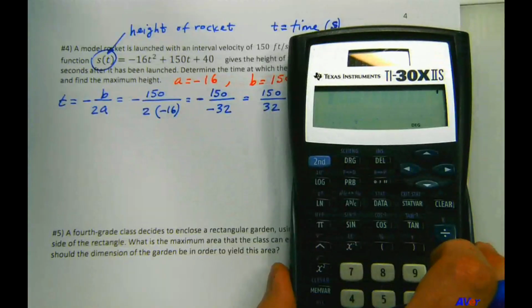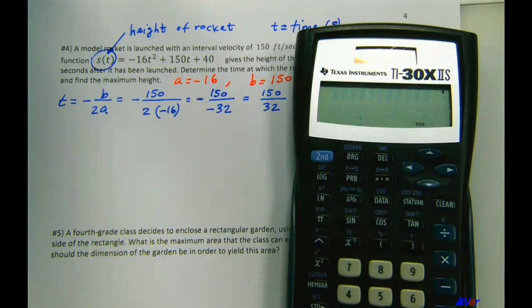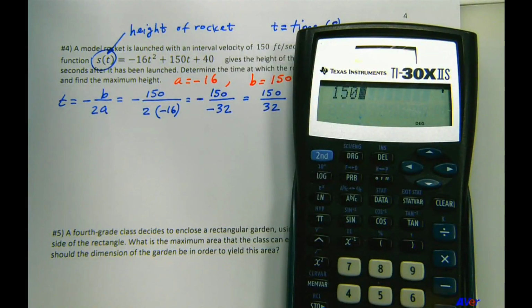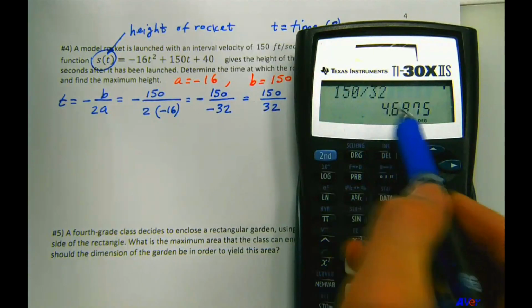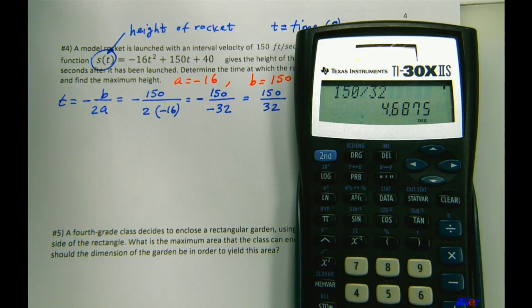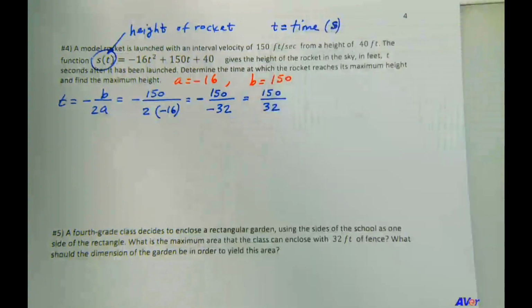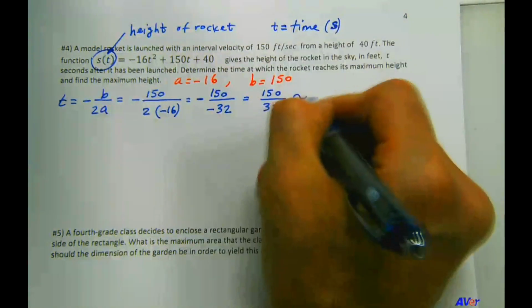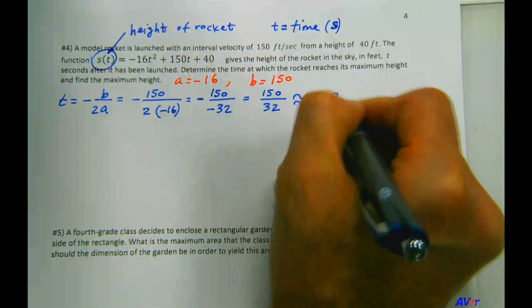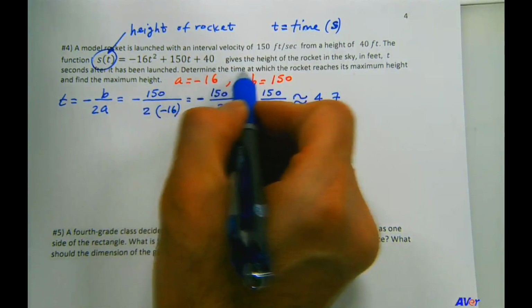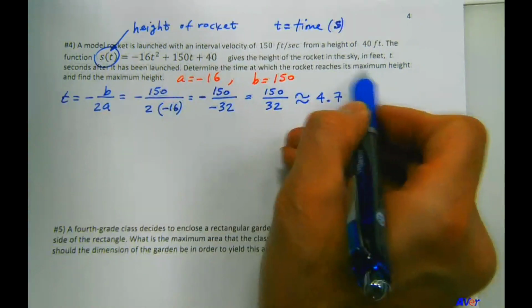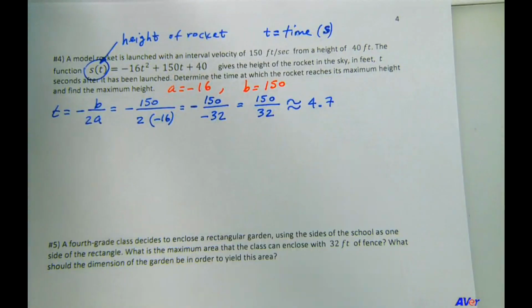So 150 divided by 32, 4.6875. Let's round that to 4.7, right? So almost 4.7. So when they say determine the time at which the rocket reaches its maximum height, that's what it is.